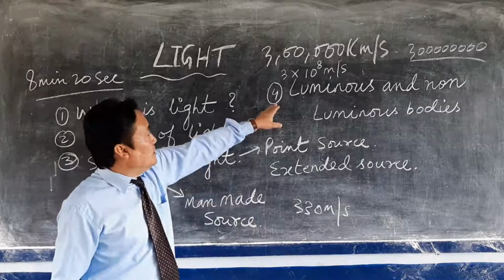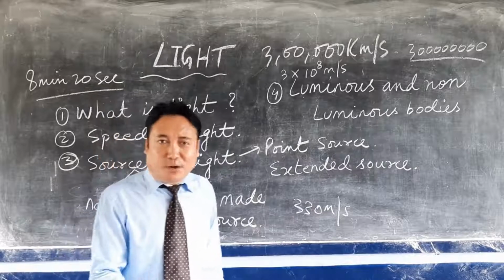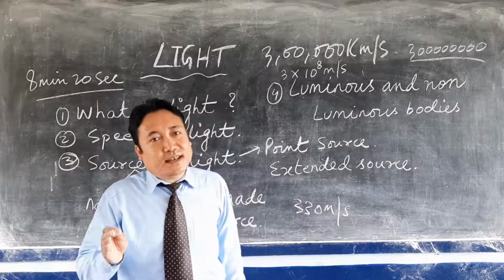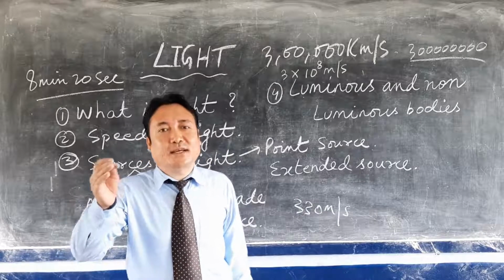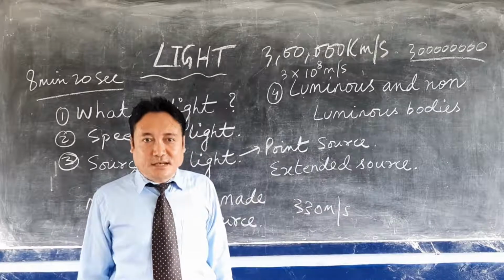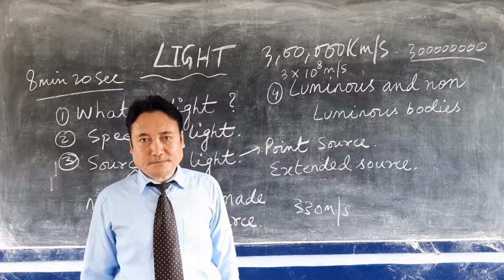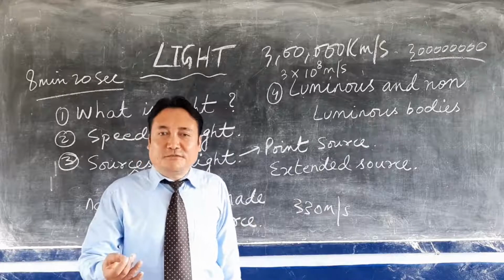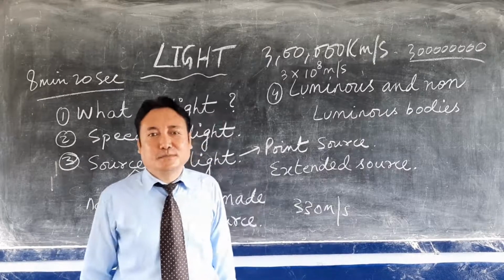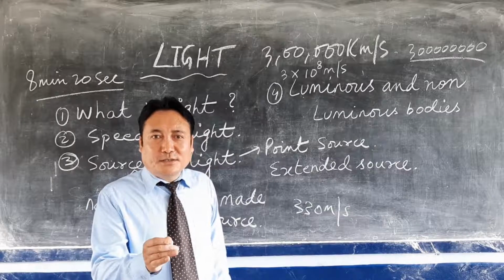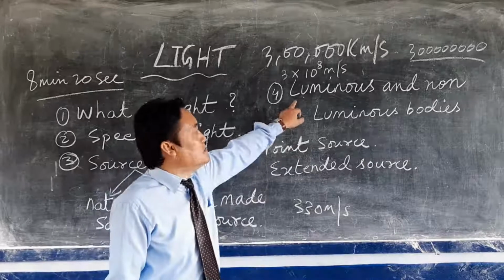We'll come to the next point, number 4: luminous and non-luminous. Luminous bodies are those bodies which emit light of their own, which have their own light. For example, stars, the sun is a luminous source of light, a luminous body. Stars are luminous bodies, and also fireflies and glowworms. So these are considered luminous bodies. That means these bodies have their own light, they emit their own light.